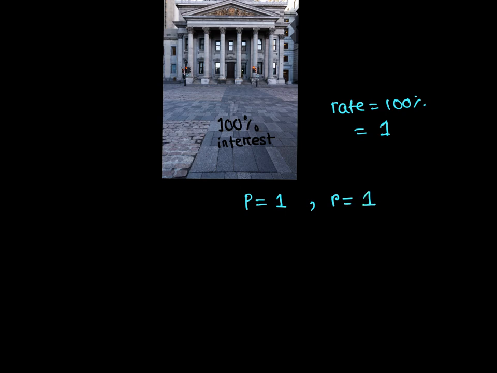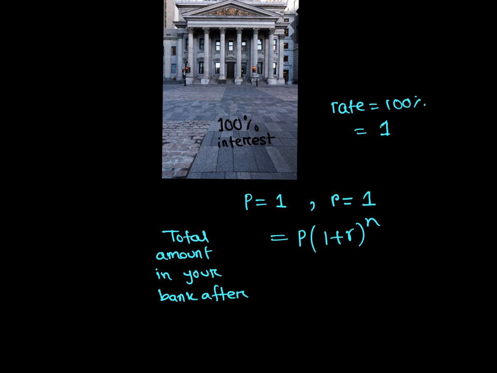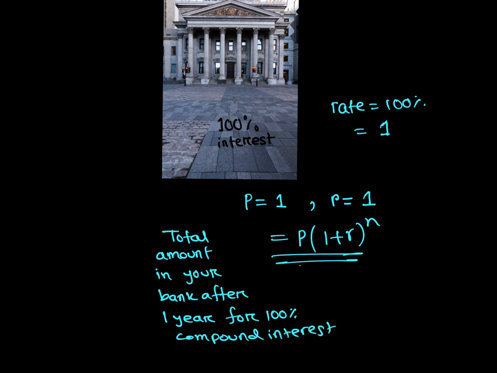Now, after 1 year, if he calculates the total amount that he will be paying you, all right, the total amount will be given by this formula, P(1 + R)^n. This is the total amount in your bank after 1 year for 100% compound interest. So this formula would be giving you this result.